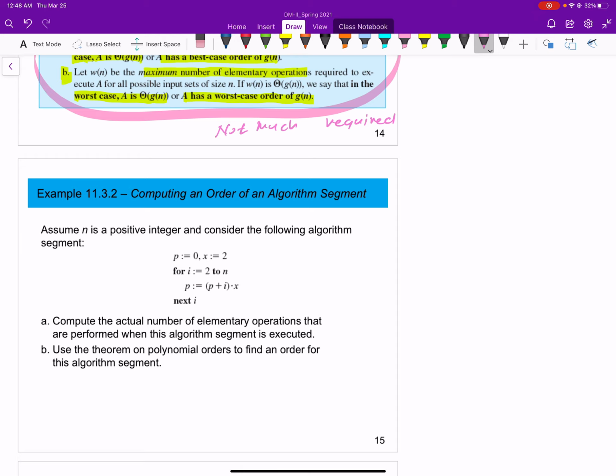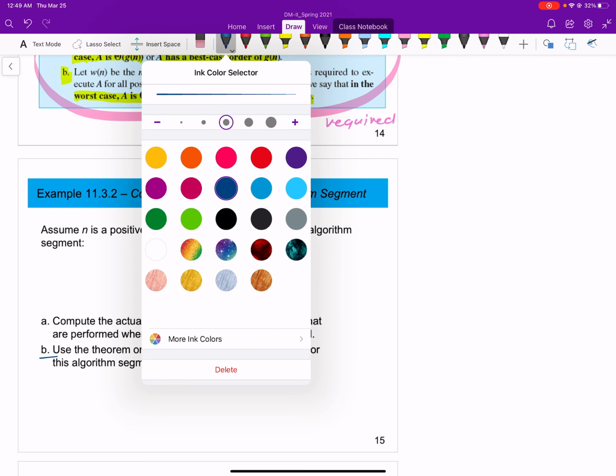This is example 10.3.2. In this problem, you have to compute the algorithm efficiency. Let me read that. Compute the actual number of elementary operations. So the algorithm efficiency is computed as elementary operations. You have to compute the number of elementary operations that are performed when the algorithm segment is executed. All right. In part B, it says use the theorem on polynomial orders to find an order for the algorithm segment. All right. Let's do the problem here.